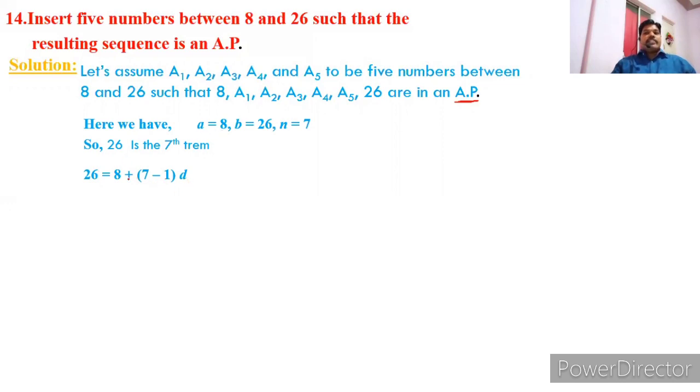A value is 8. So n value is 7. So you can take it as 26 is the seventh term. That meaning is 26 is equal to A7. So that meaning is we can take it as 8 plus 7 minus 1 into D. So take the 8 to that side, you will get 6D is equal to 26 minus 8, that is equal to 18. And cancel with 6 here, you will get 3. So D value will become 3 only.